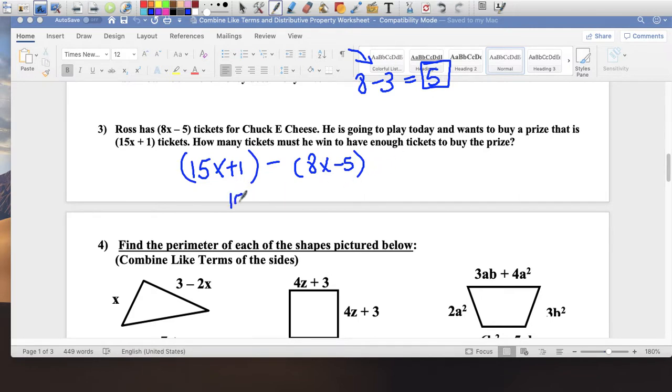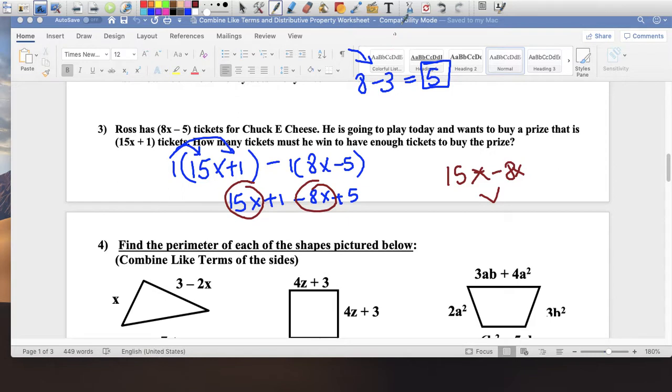So put a 1 over here, put a 1 over here, so do this properly. You notice that these come out exactly the same, but these come out as opposite. So negative 1 times 8x is negative 8x. Negative 1 times negative 5 is positive 5. Combine like terms, 15x and minus 8x. 15x minus 8x, right? So if you put them side by side, you get that.